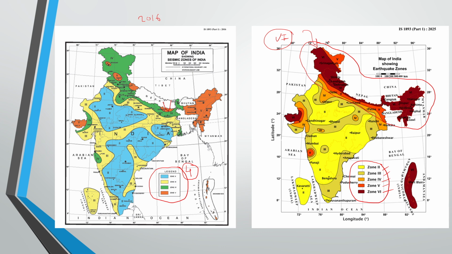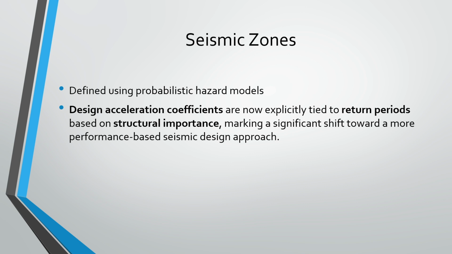So the entire Himalayan arc is now classified as seismic zone 6, and we know that here the Indo-Eurasian plate boundary is there, and because of that the risk is high. Now if you watch this carefully, 61% of India now falls under the moderate to high seismic hazard zones. Then the philosophy behind the seismic zone definition is a probabilistic hazard model.